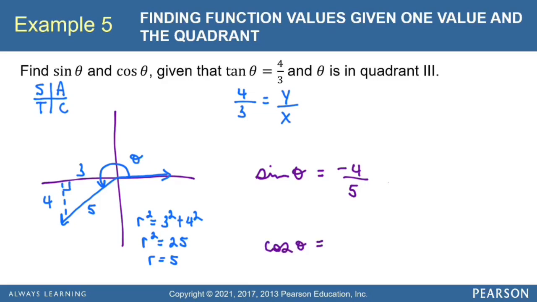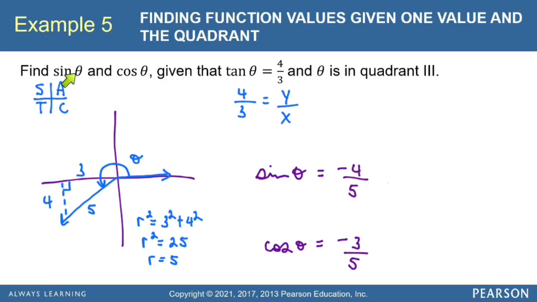And then for the cosine, same thing. We know that in quadrant 3, cosine is going to have to be negative, so go ahead and put your negative down first, and then think about your definition, x over r, so that would be 3 over 5.